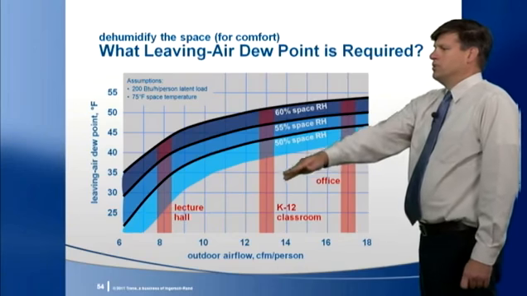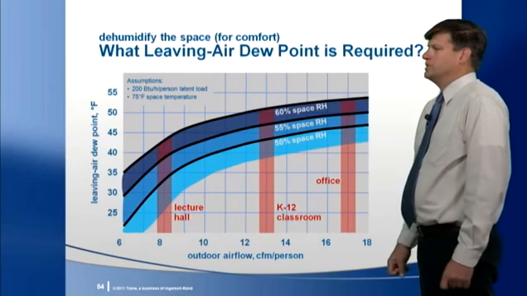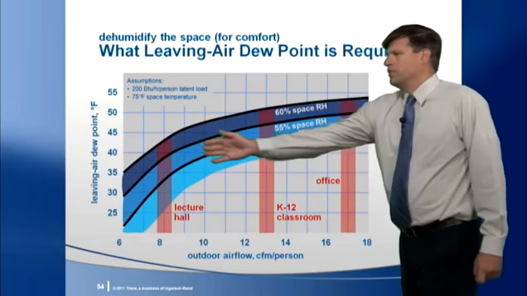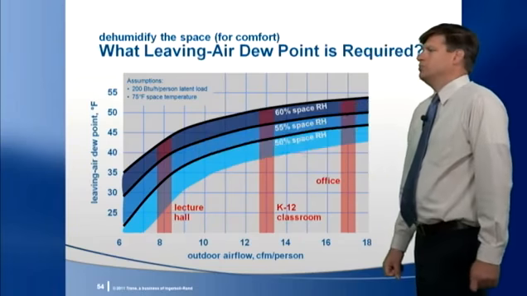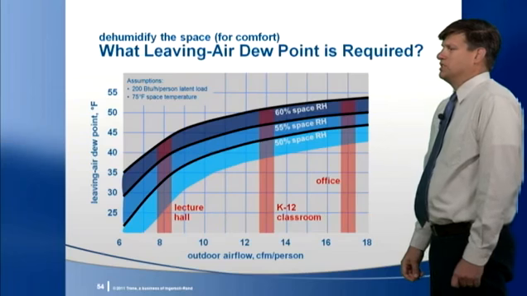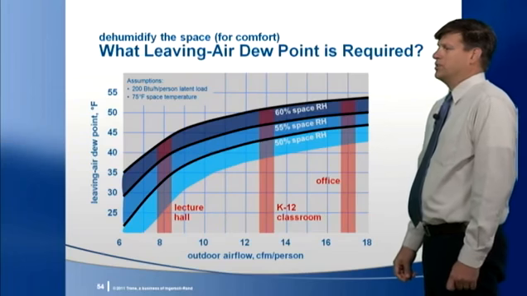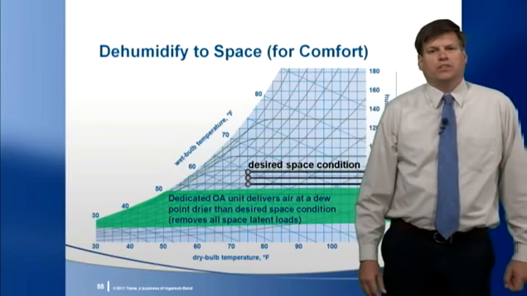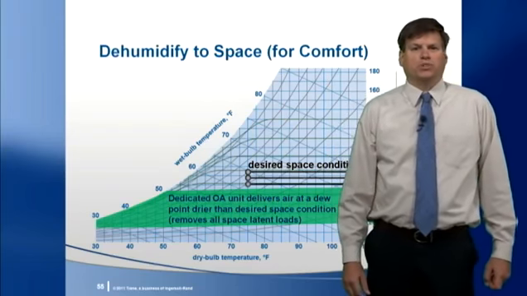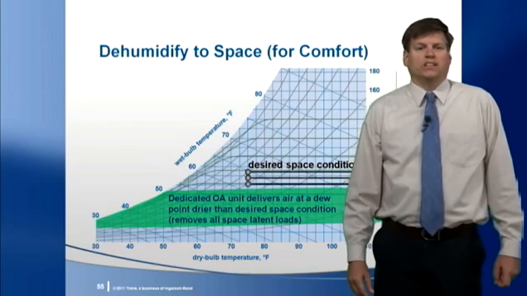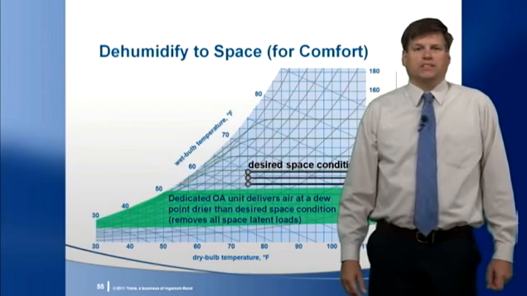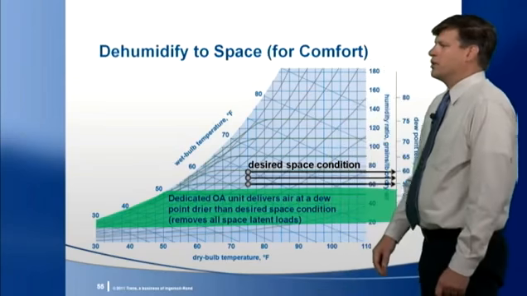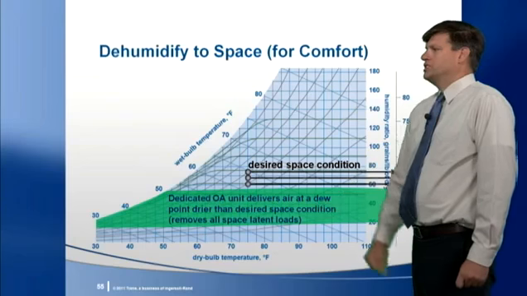For a school classroom with 13 CFM per person, a dew point of 47 or below may be needed. And for a lecture hall with 8 CFM per person, the leaving dew point might need to be below 40 degrees to remove all the space latent loads from the dedicated outdoor air equipment. So in this case, the dedicated outdoor air unit dehumidifies the air to a dew point that is drier than the desired space conditions, dry enough to also remove all the space latent loads and control the space humidity. The supply air will be drier down here in the shaded region of the chart.